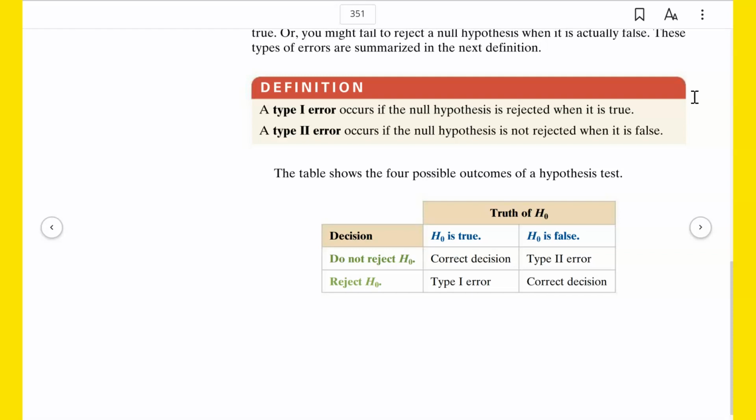When you reject the null hypothesis, but you shouldn't have, it really is a true thing, then that's called a type 1 error.